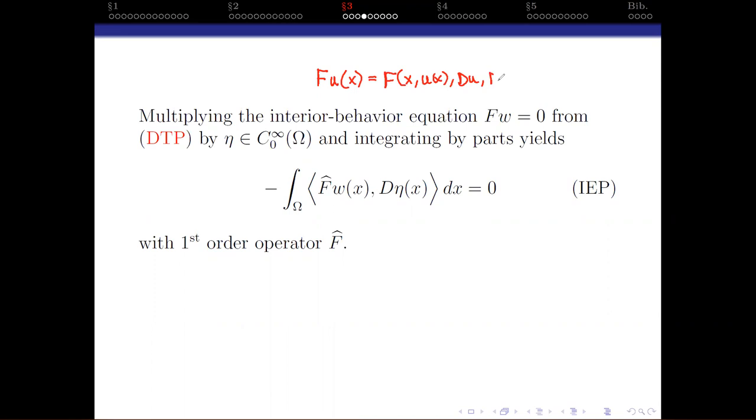If I multiply by a test function and then I use integration by parts, just assuming that I have a smooth function right now for w, I can end up getting this integral equation. So I'll put a negative on the outside. I'll have an inner product between things in here, and I'll have this brand new operator, which will be not second order anymore, but first order. This is important to us.